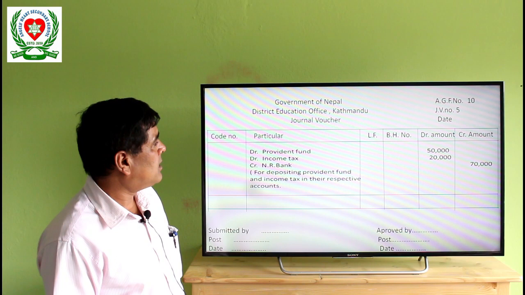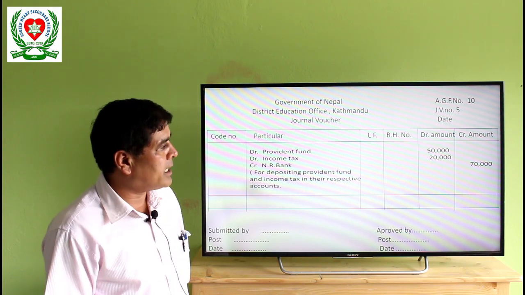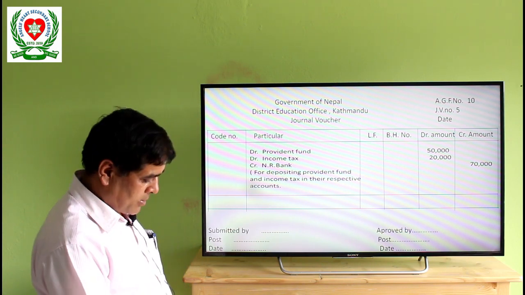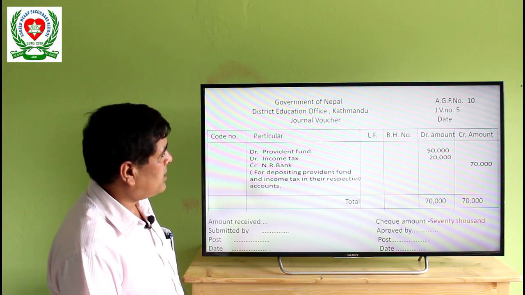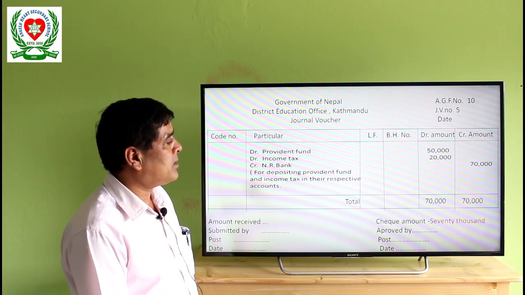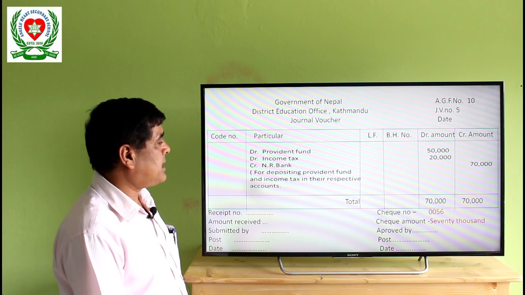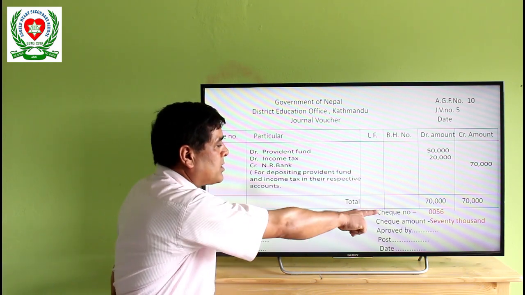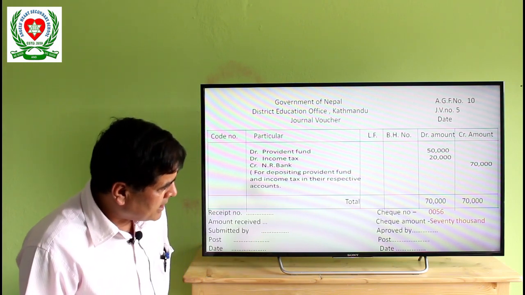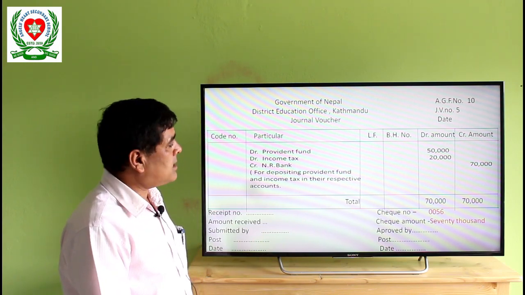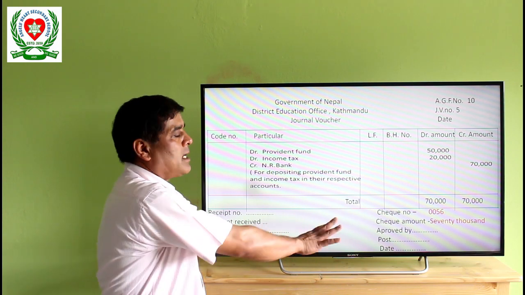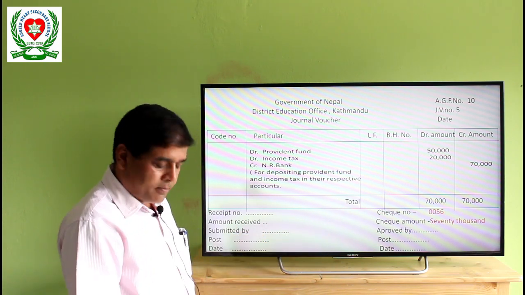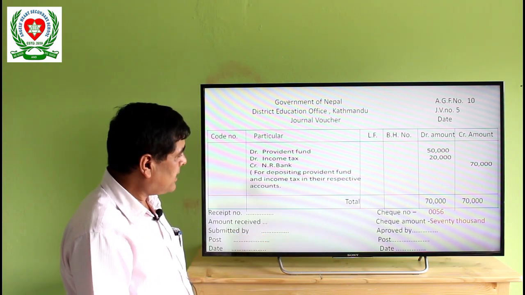Debit provident fund, debit income tax, credit NR Bank. The total we have to do is 70,000, and the check amount is 70,000. Check number should be written. If the check number is given, it should be written in the check number place. 0056 is the check number, and the others are as it is, as I described in the previous question.